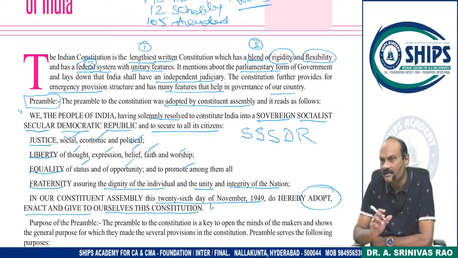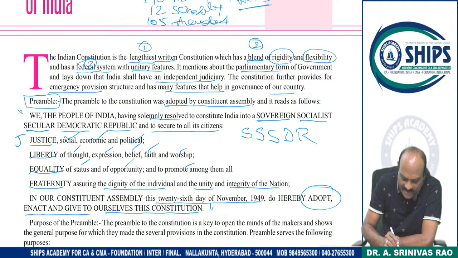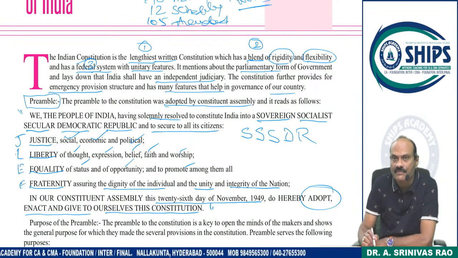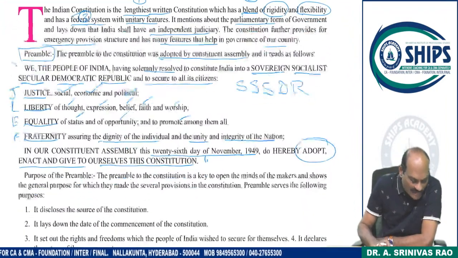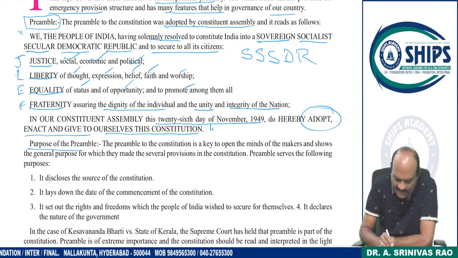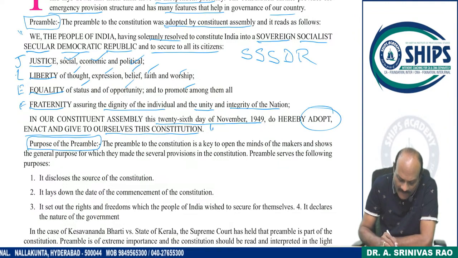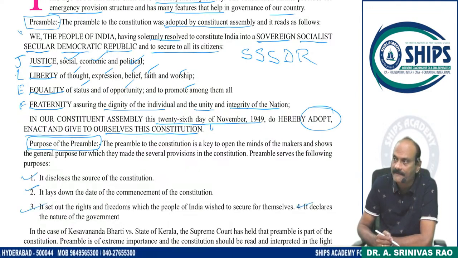So this paragraph you please try to verify. If you want to remember these words: justice, liberty, equality and fraternity. Somewhere abbreviations, if you want, we can use in due course. Now, what is the purpose of this preamble? Why did this preamble come into force? The preamble's basic objectives are four points.